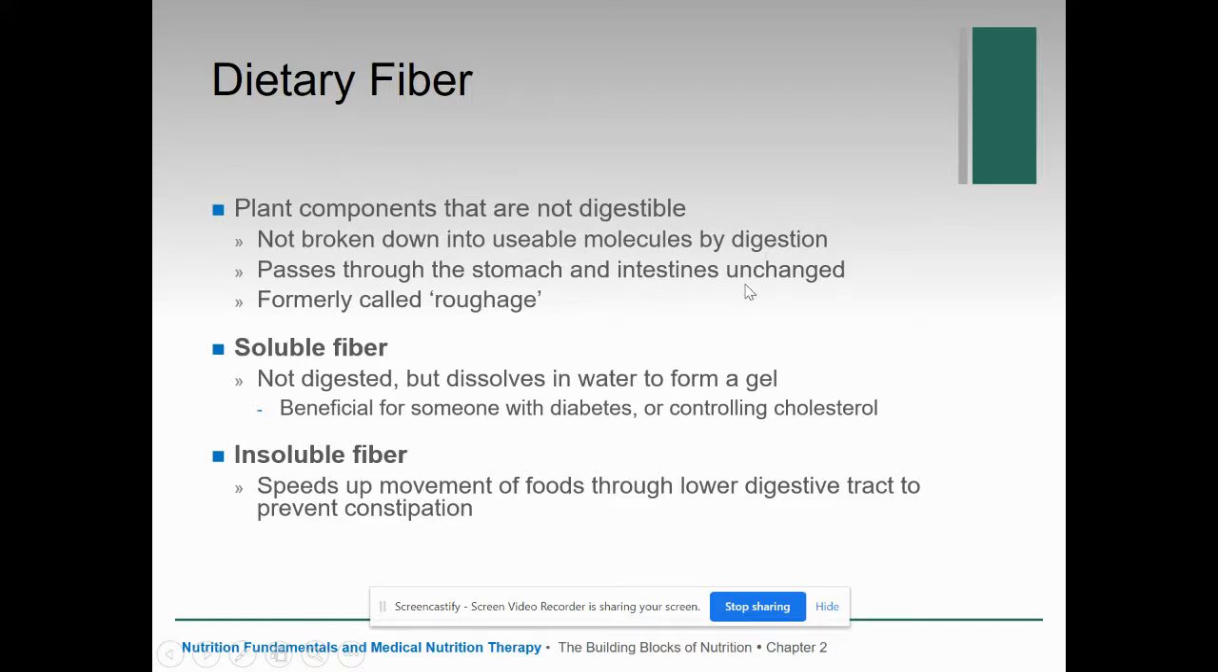Okay. There's two types of fiber, soluble fiber and insoluble fiber. It's important to note the difference because while both types of fiber are important, they're going to behave a little differently in our bodies. Soluble fiber helps form a gel in our gut and it helps remove cholesterol from our body. It also helps with blood sugar control.